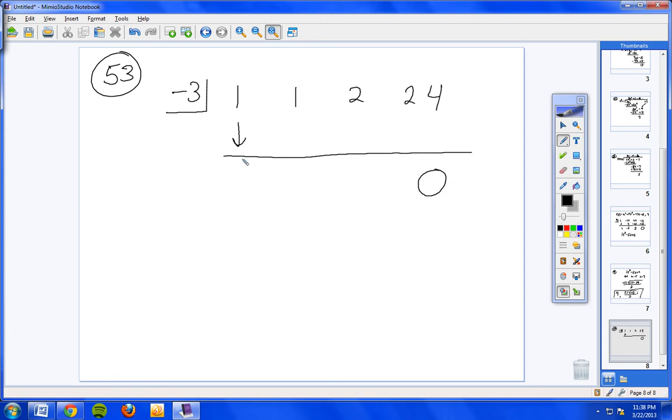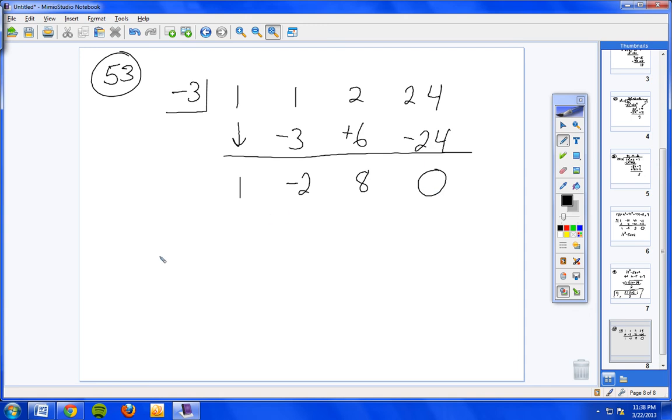All right, let's bring down our 1. We get a 1. Let's multiply. We get a -3. Combine these two. You get a -2. Multiply -3 times -2. That's +6. Combine these two. That's an 8. And -3 times 8 is -24.